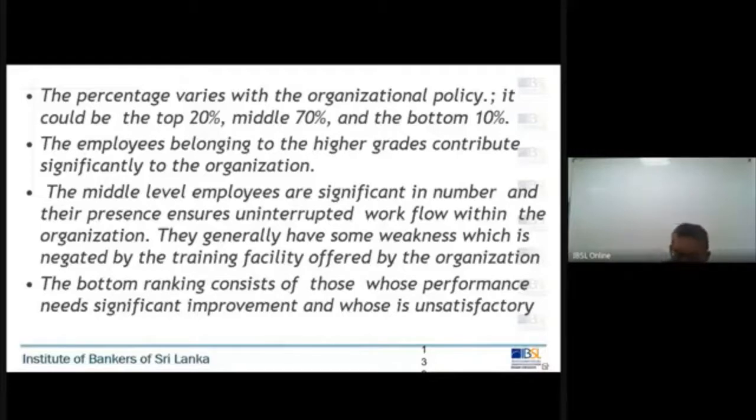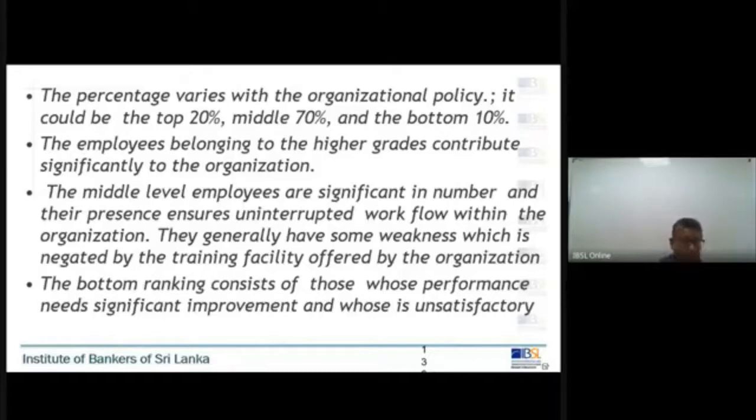So that way of appraisal we call the bell curve method, right? And this is basically what we call the random method of performance evaluation, right? I understood. I think now you understood the methods of evaluation, right?